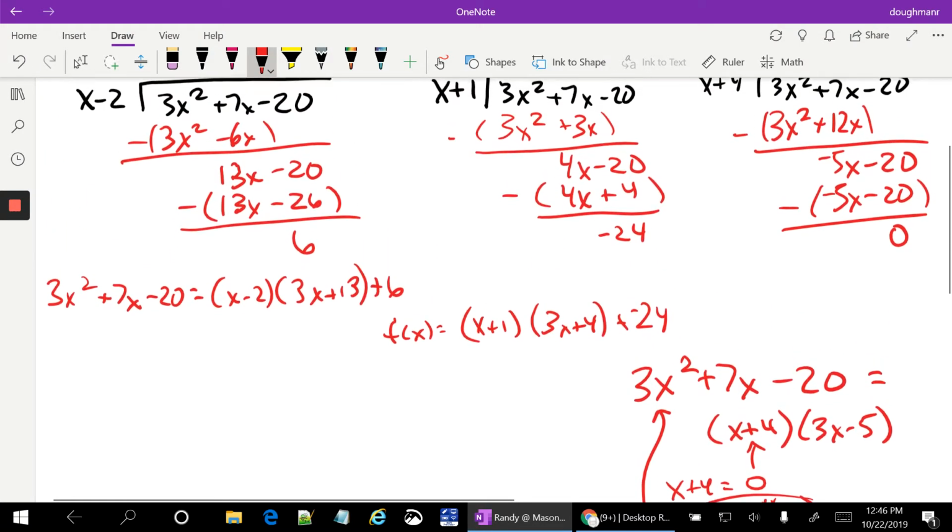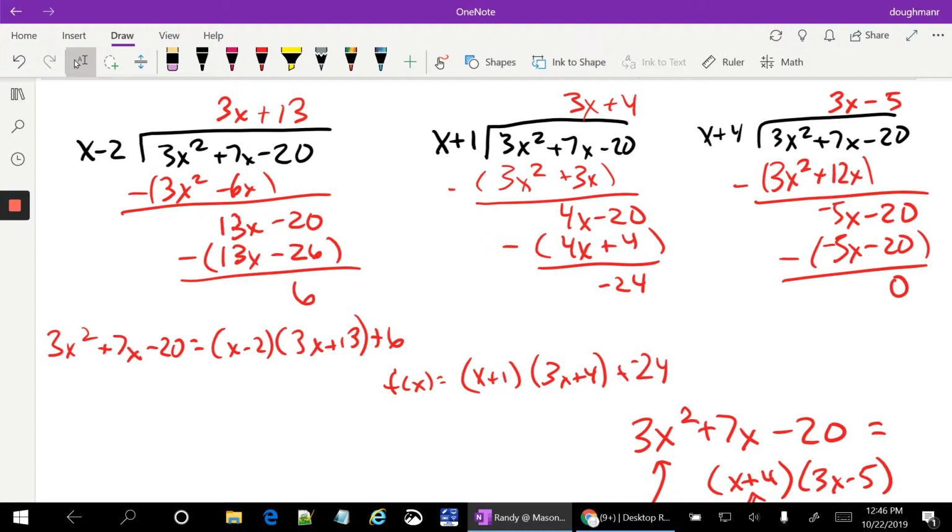Well, let's see what happens back at these other problems. Let's look at this one here. Our remainder in the very first problem was 6. All right, let's look at this x minus 2. So let's just see what happens if I set that x minus 2 equal to 0 and I say x equals 2. And let's figure out what f of 2 is.